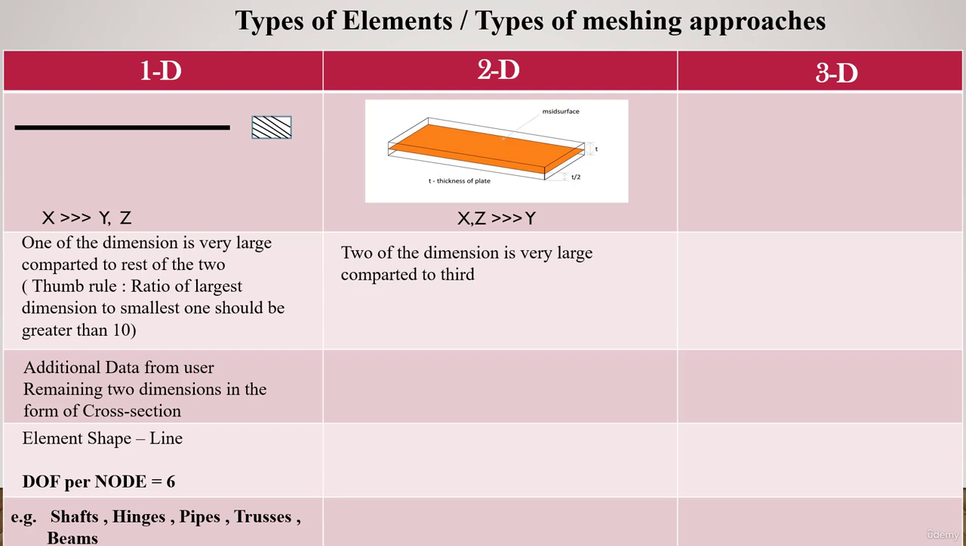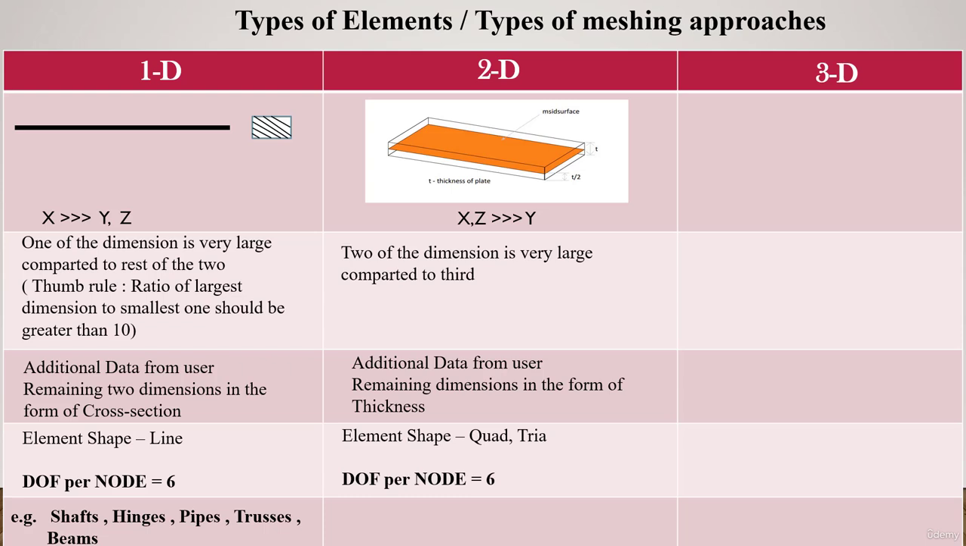So here we have defined two dimensions, which are nothing but length and width. The remaining dimension, or the additional data from the user, is nothing but the thickness of the component. So here again, only two dimensions you have to define and the additional data will be in the form of thickness. In case of 2D, we have two types of element shape, quad and tria. And in case of 2D, degrees of freedom per node are 6. Applications of 2D include sheet metal parts, plastic components, instrument panel and many of the components in the door assembly. And last but not least, 3D meshing.